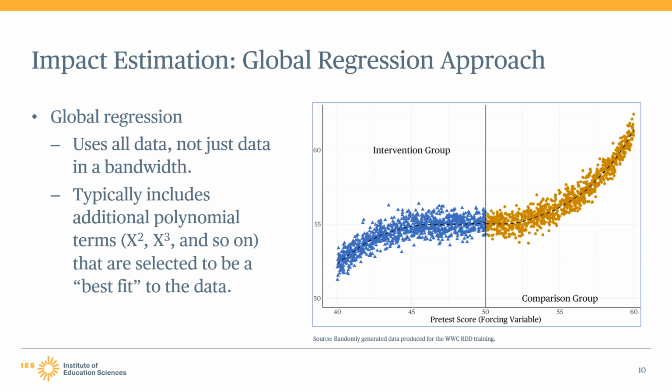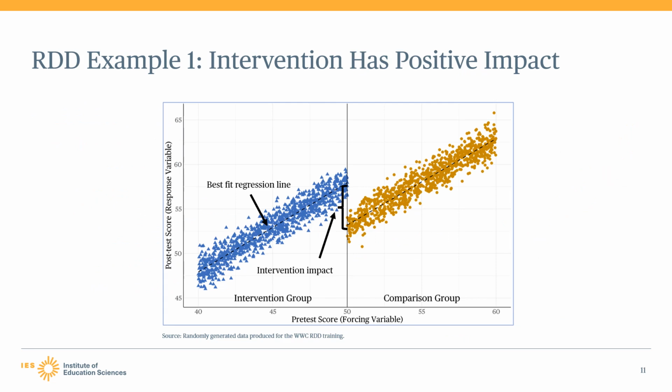So when researchers use global polynomial regression approaches in RDDs, their impact estimation models typically include additional polynomial terms for the forcing variable, such as squared or cubed terms.